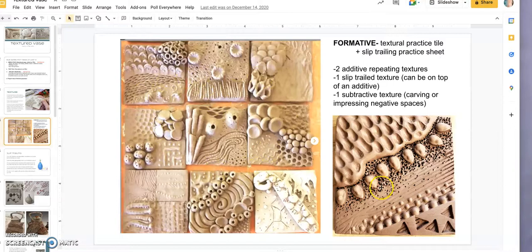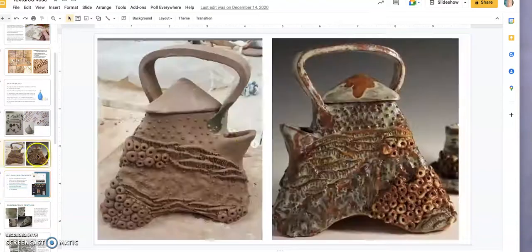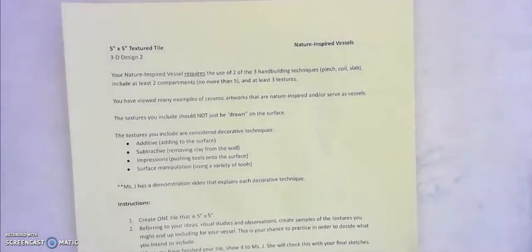Basically what I'm envisioning is you're doing something similar like this one here. There's a sampling of textures. So you're not creating 4 different tiles, you're just making 1 tile with a sampling of different textures that you might end up putting on your form. So let's first focus on impressions.